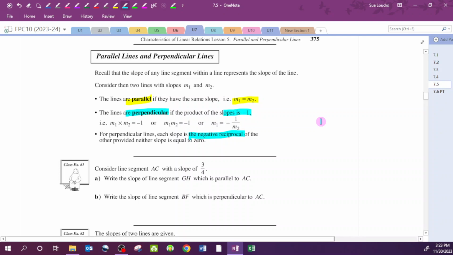Okay, so let's just do some examples of this. We've got segment AC with a slope of 3 over 4. So if we're told that segment GH is parallel to AC, what's the slope of GH? Well, the slope is going to be 3 over 4 because it's parallel, it's the same. And if we've got another slope which is perpendicular, it's going to be the negative reciprocal, which means we flip it and change the sign. So since it was positive, we make it negative.